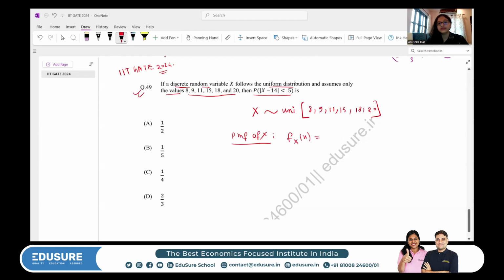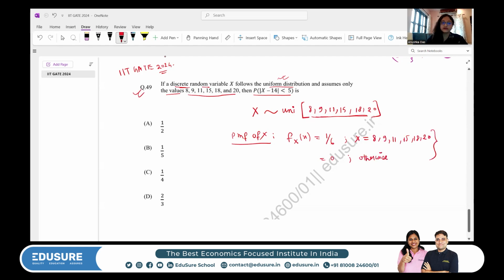So we know that for all these values, the probability has to be the same since it is a uniform distribution. So the probability mass at each of these points has to be the same. So it will be 1 by 6 because it can assume 6 values. So the mass will be 1 by 6 when x assumes these values 8, 9, 11, 15, 18, 20, and it will be 0 otherwise.